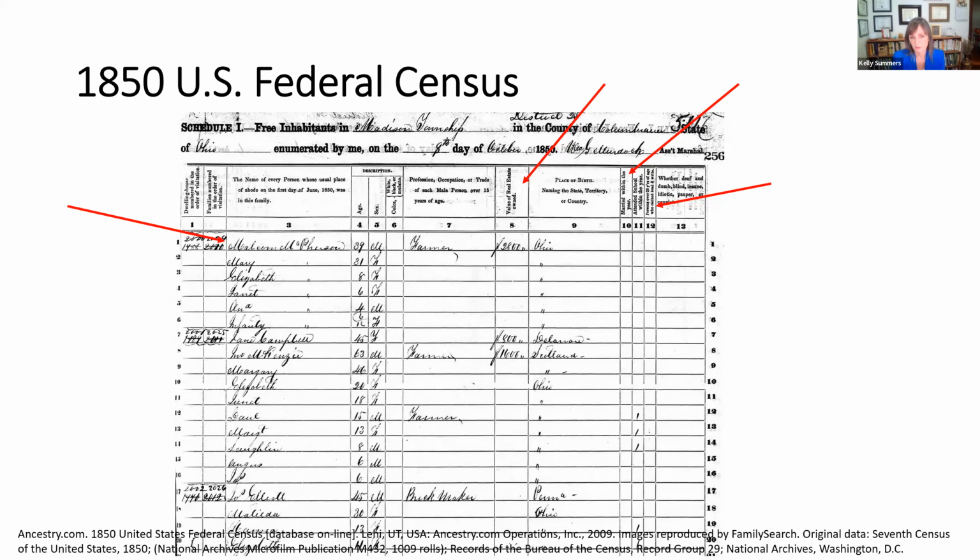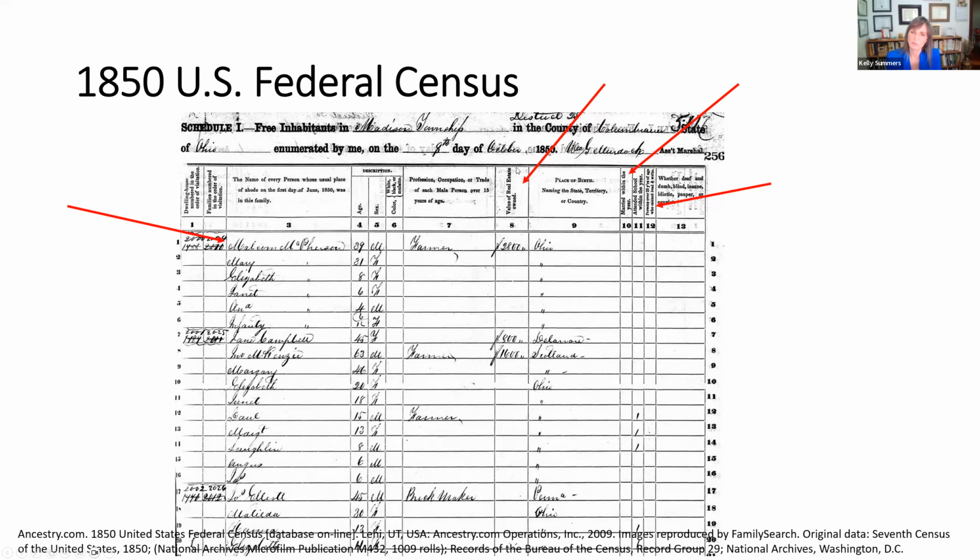Okay, 1850. 1850 is the very first year we now have every name listed. And there are some important things I wanted to point out about the questions they're answering now. So this first line, we have a person that looks like a Malcolm McPherson. It asks his age. He's 39. He's a male. He is a farmer. This is the occupation place.